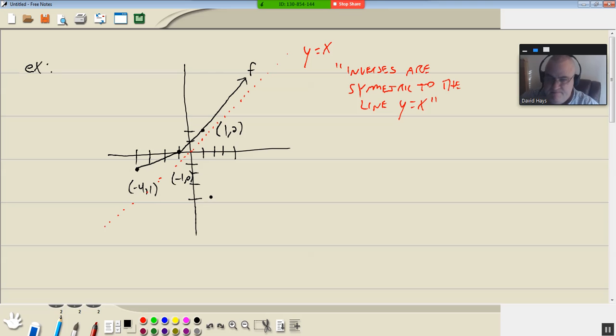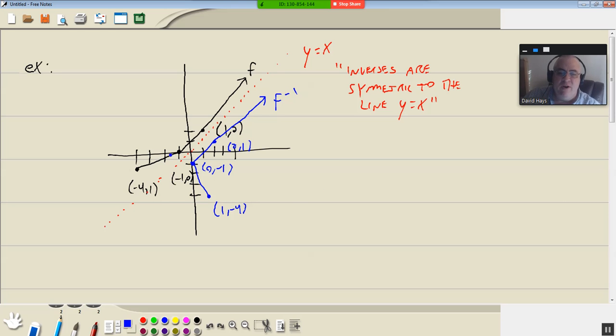Which means, I don't draw these very well, so you have to use your imagination. This point is -4, 1, so our inverse would have 1, -4. This point here is -1, 0, so our inverse would have 0, -1. And this point here is 1, 2, so our inverse would have 2, 1. And then after I draw that, I can draw my line through it. And this would be our inverse.